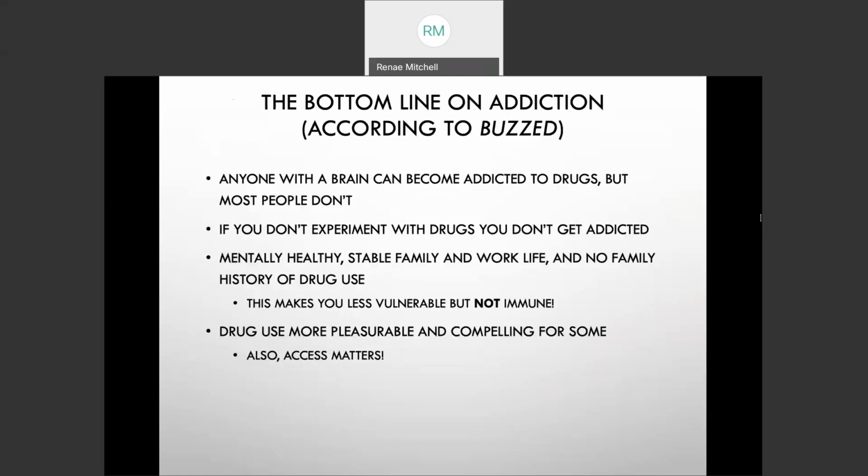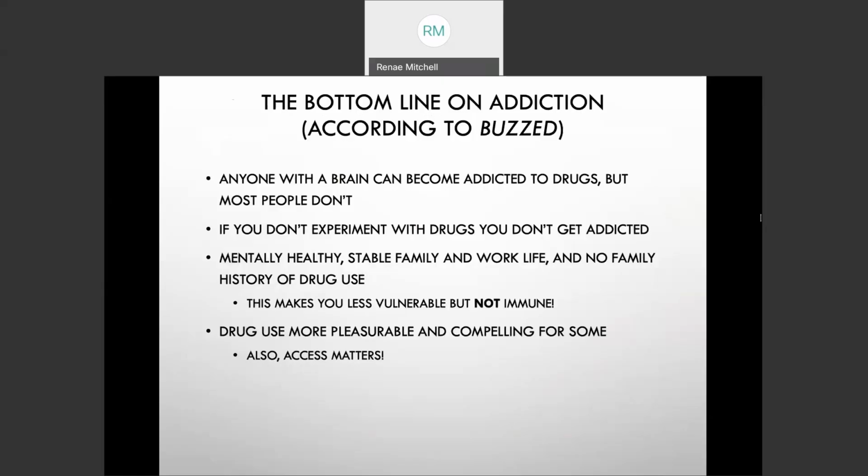The bottom line, and this is according to the textbook that you're reading, is that anyone with a brain can become addicted to drugs. There is a biological system in the brain, a reward pathway that is primed to respond to chronic substance use in a way that promotes and motivates the individual to continue using drugs and therefore to become addicted to them. However, most people don't become addicted to drugs.